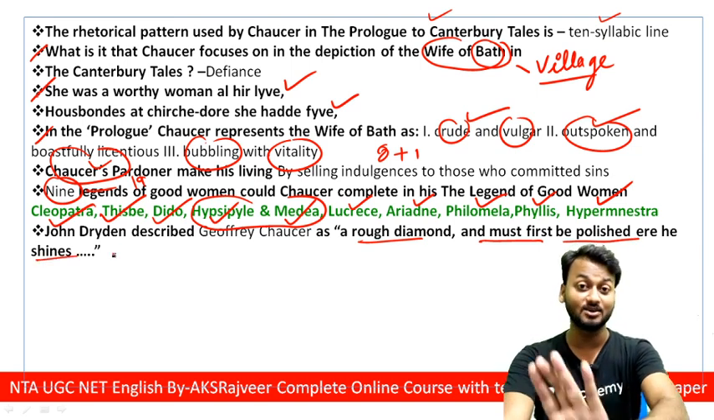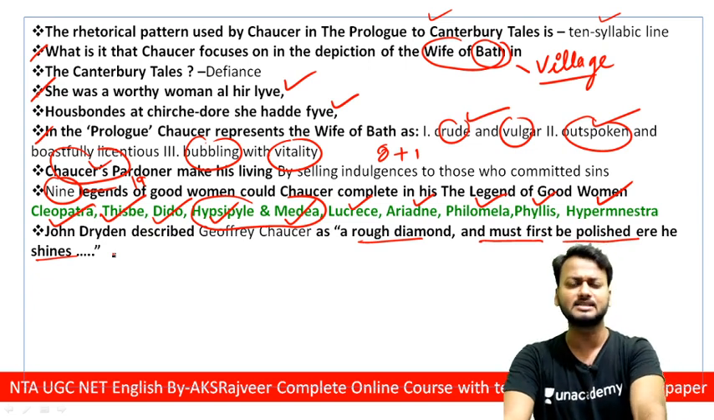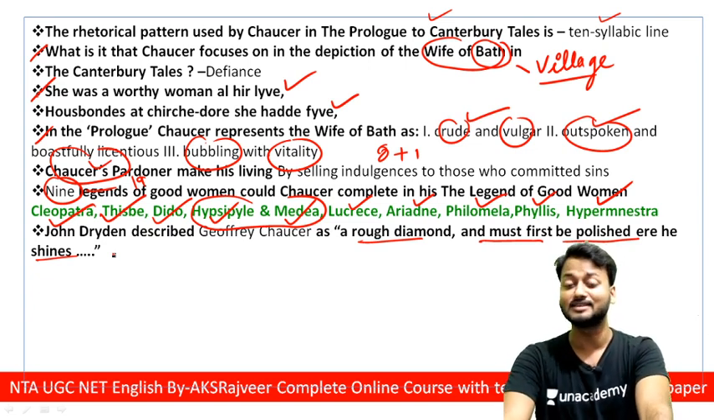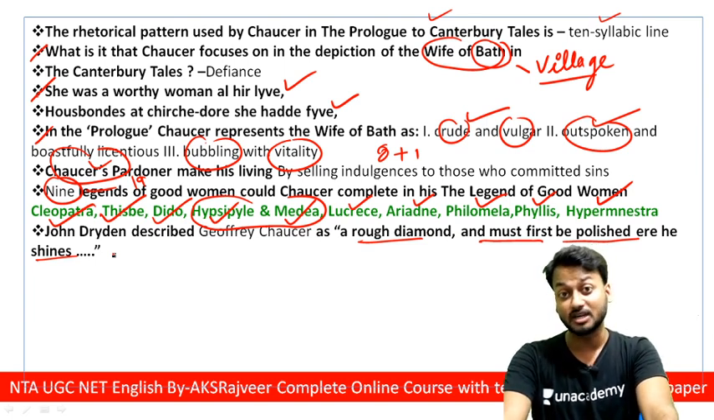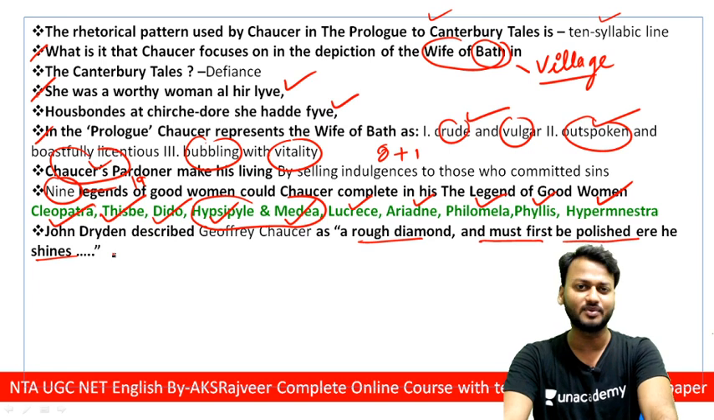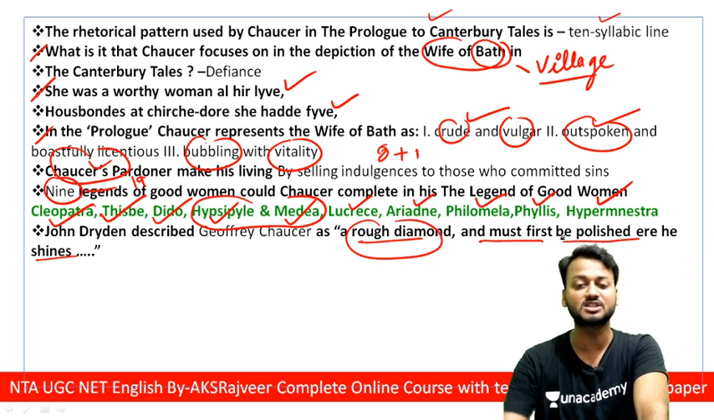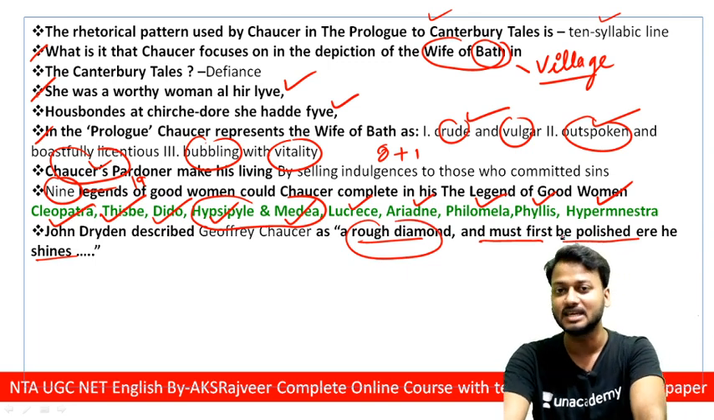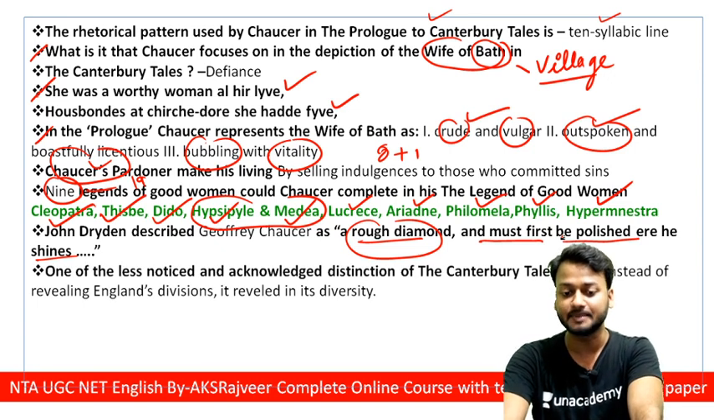So learners, these are the words of John Dryden, a great neoclassical critic, a dramatist, a translator too, and even a poet, because he has written Absalom and Achitophel, a wonderful poem. He called Geoffrey Chaucer a rough diamond that must first be polished. So these things can be seen. Now see the next one.